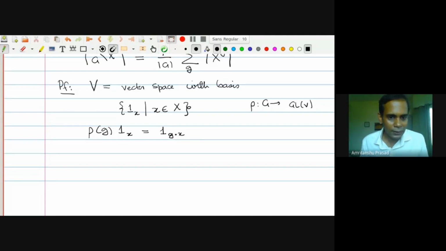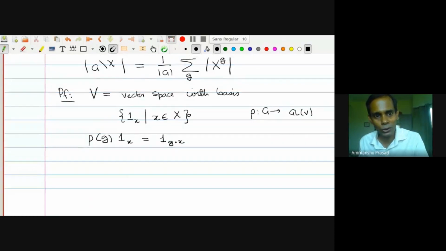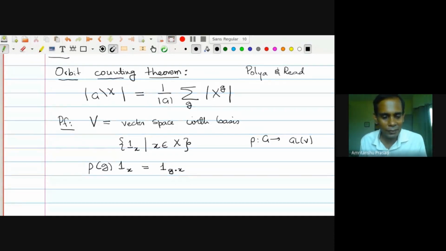This is going to be the representation, and what I'm going to show you is that the left hand side of this is going to be the dimension of G invariants, and the right hand side is going to be the average value of the number of fixed points. So firstly, let's look at this.